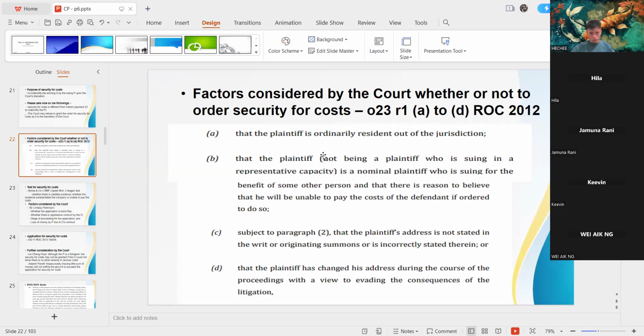That is the reason why just now the case of the Le Ching Chai comes in, because in that case, the plaintiff is a foreigner. So the case is concerning that you cannot simply apply for the security for cost just because that the plaintiff is a foreigner. Is that okay for everyone?